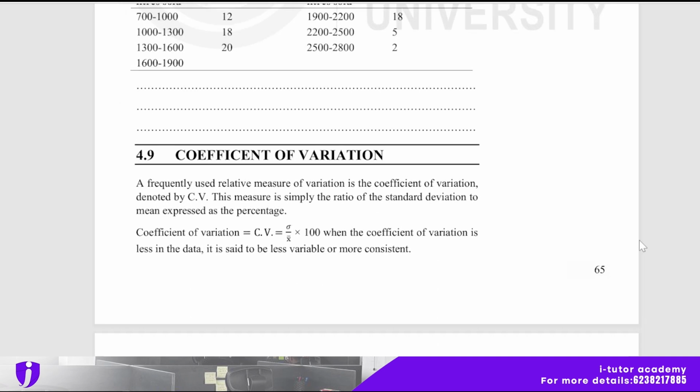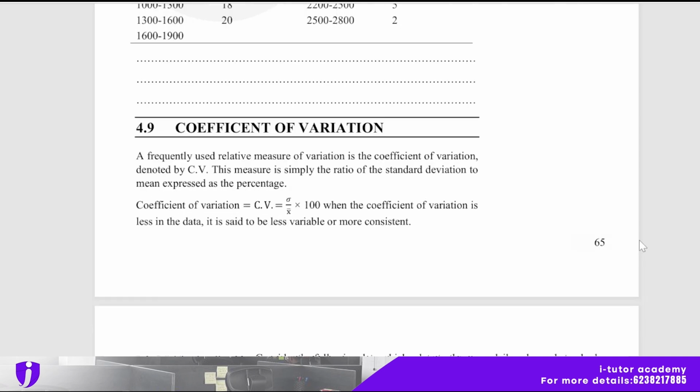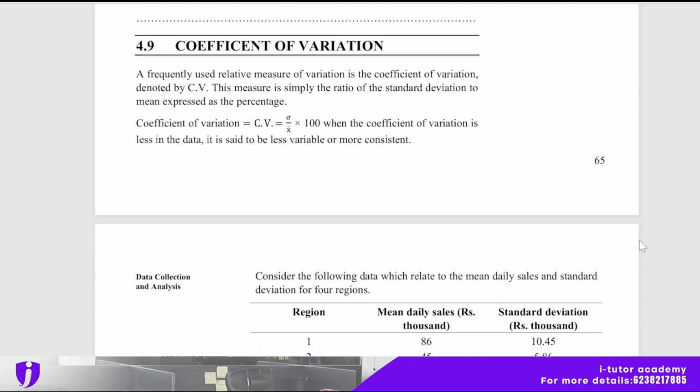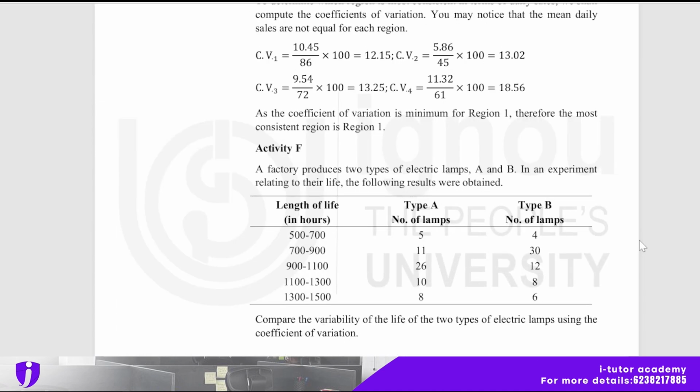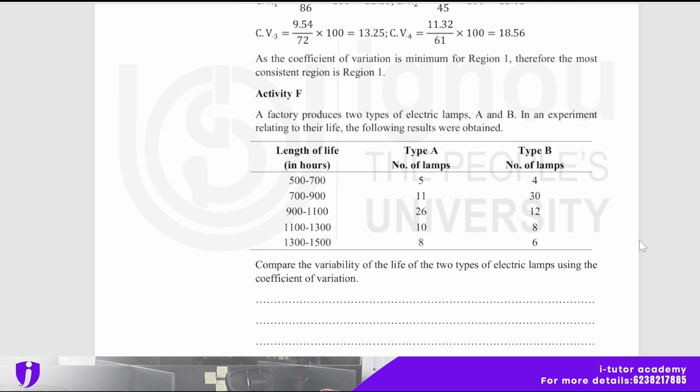Coefficient of variation: a frequently used relative measure of variation is the coefficient of variation, denoted by CV. This measure is simply the ratio of the standard deviation to the mean expressed as a percentage. Coefficient of variation, CV, is equal to sigma divided by x bar into 100. When the coefficient of variation is less in the data, it is said to be less variable or more consistent. So this is the equation for that. Try to do the activity based on this.